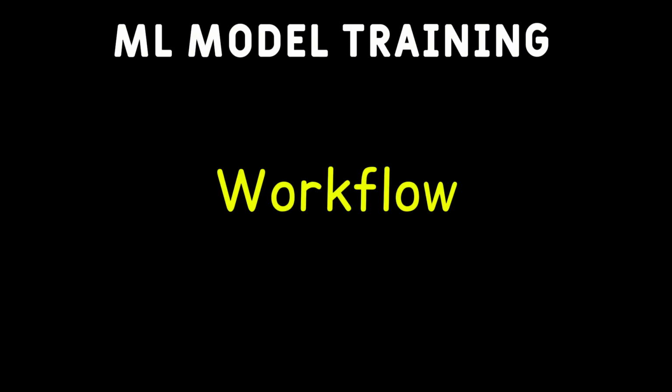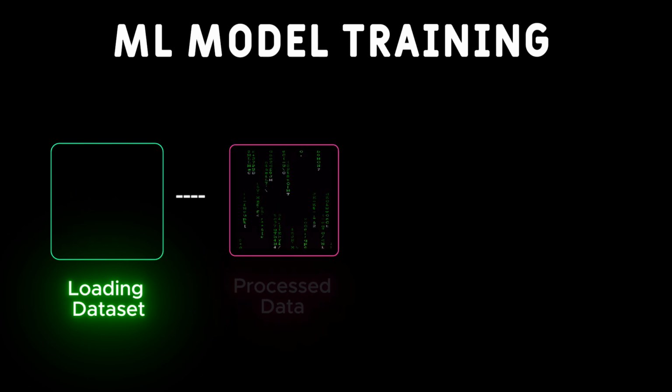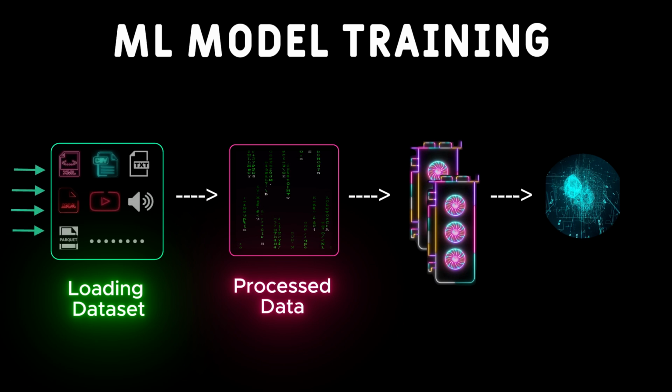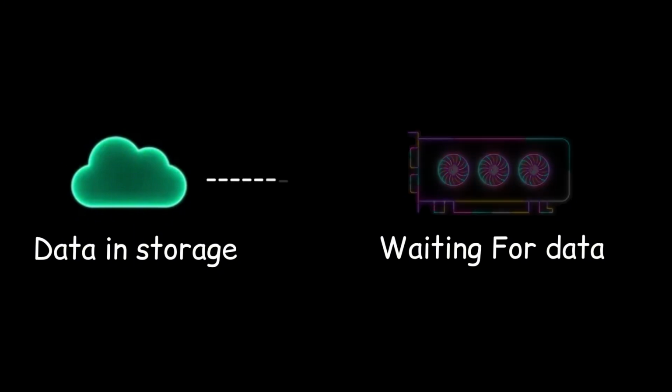Imagine you are training a machine learning model. Your workflow will look like this. You will have loading data set, you will have the pre-processed data, you will feed it to the GPU, and then you will train your model. Now, here's what happens in reality. Your data set is sitting in storage, your GPU is waiting for data, storage is very slow, and then your GPU becomes idle. Now, this is what is called as IO bottleneck.